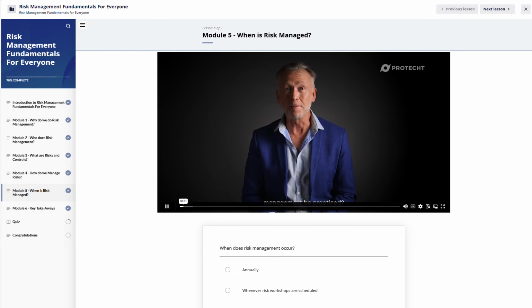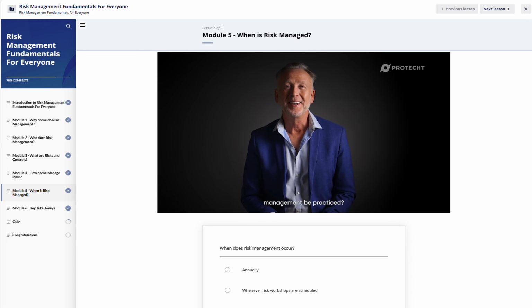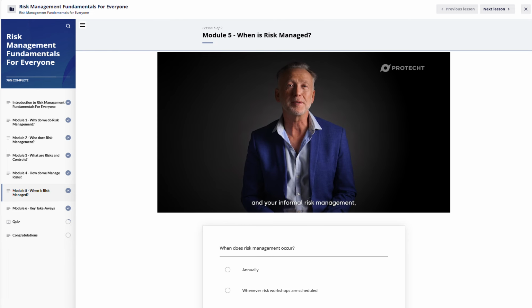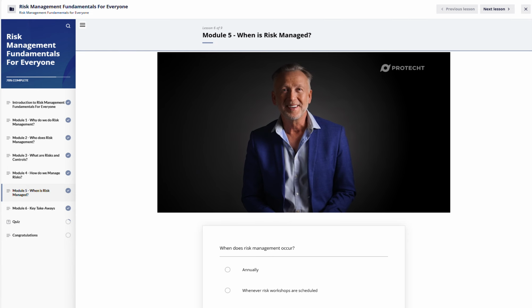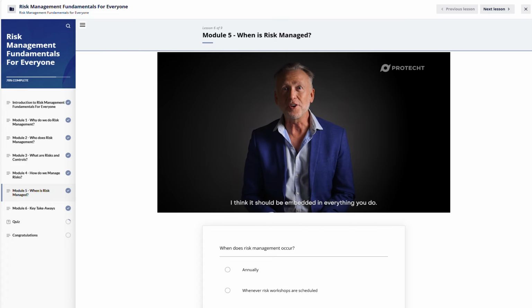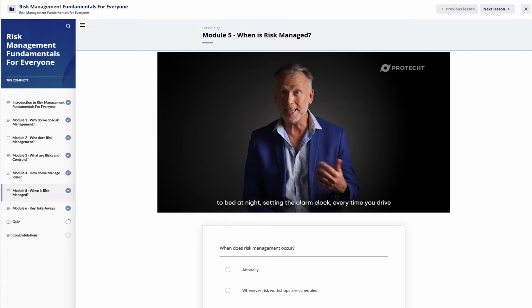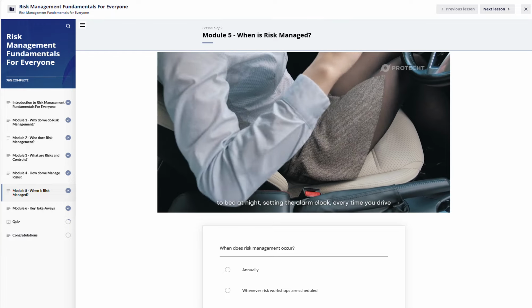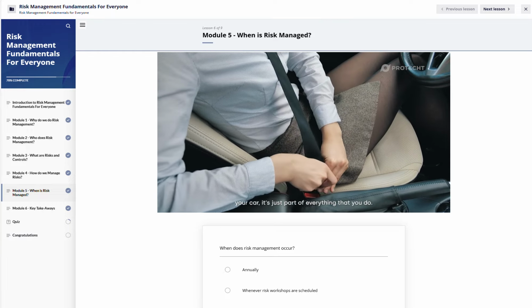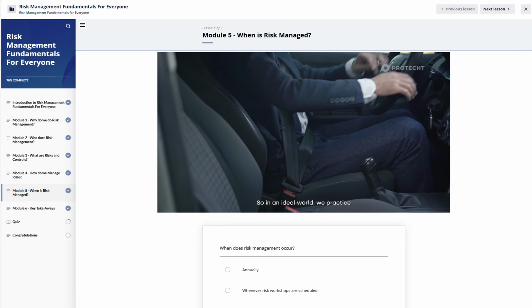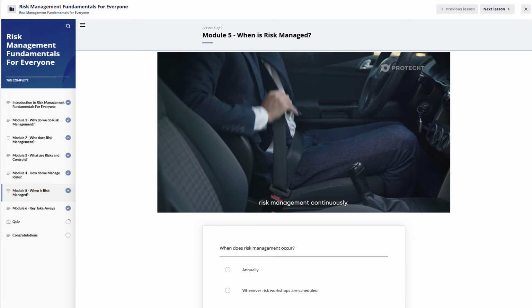When should risk management be practiced? Now, if we think again in your personal life and your informal risk management, I don't think you would have a timetable as to when you practice it and when you don't. I think it would be embedded in everything you do. Every time you cross a road, every time you go to bed at night, setting the alarm clock, every time you drive your car, it's just part of everything that you do. So in an ideal world, we practice risk management continuously.